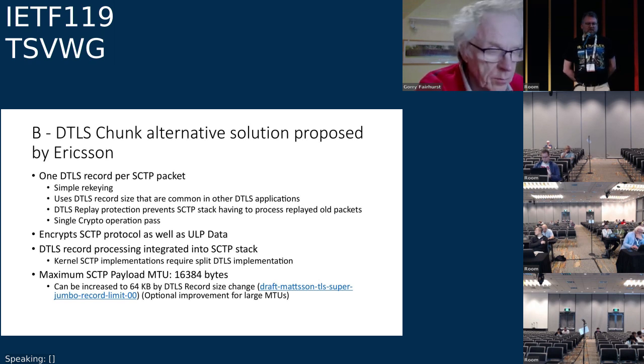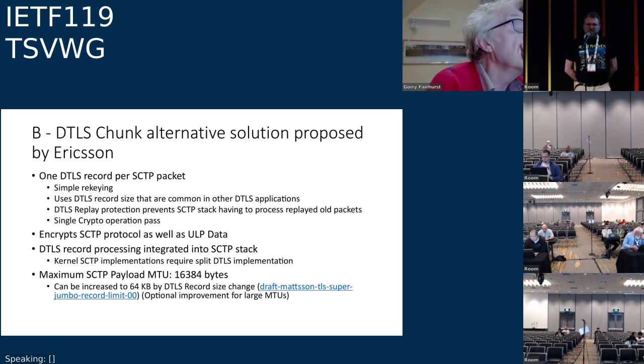And there's only a single crypto operation pass for the DTLS protection of each packet. And this thus encrypts both the SCTP protocol as well as the upper layer protocol data. The DTLS record processing is integrated into the SCTP stack, which means that the kernel SCTP implementation requires a split DTLS implementation, where you have the record processing integrated into the stack, and then you provide it with keys, etc., and do the DTLS handshake over the SCTP stack.